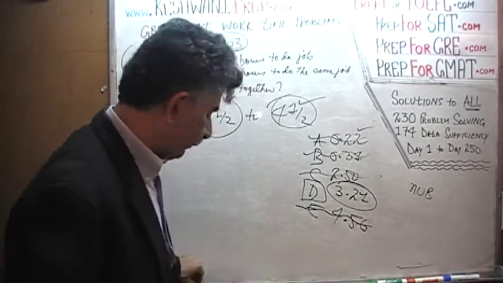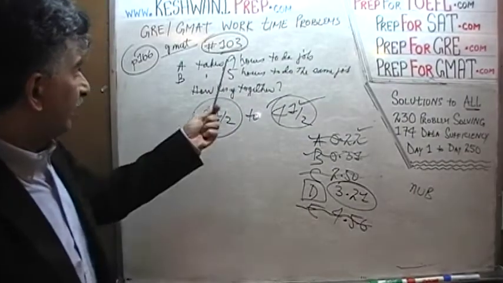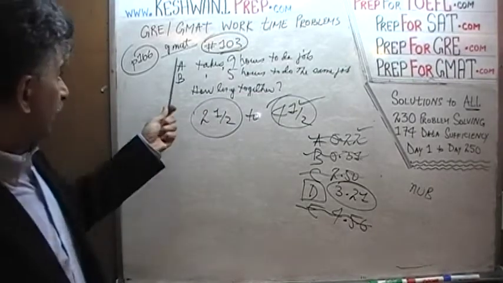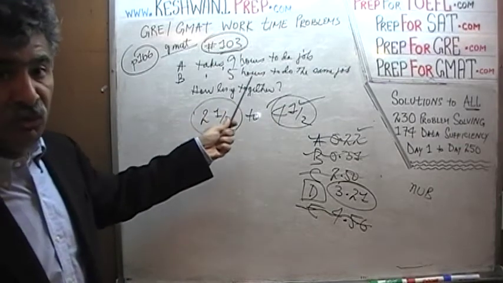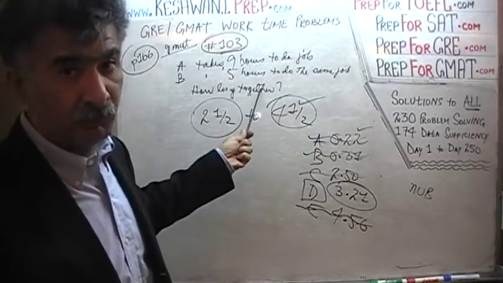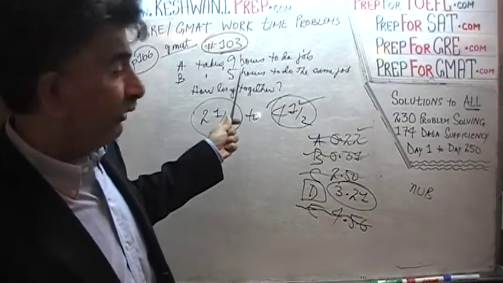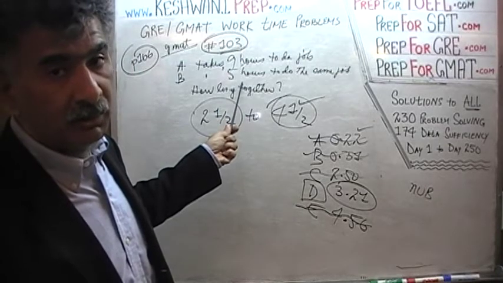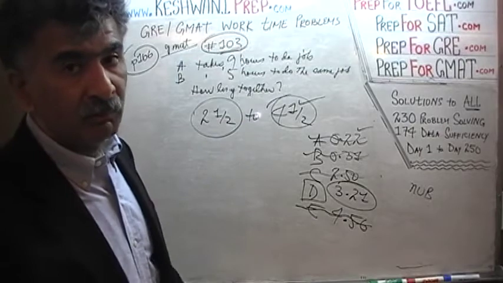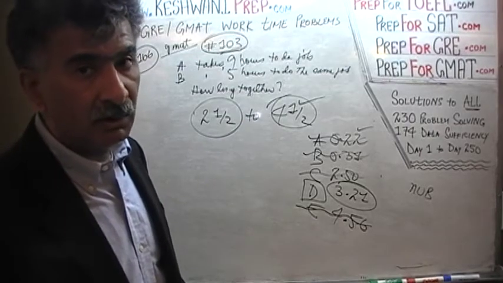For example, in the problem that we just finished, one guy takes 9 hours, the other guy takes 5 hours. In the real questions, when you look it up, you will see that there are no guys there. These are two faucets, and they are filling up the swimming pool. One faucet takes 9 hours, the other faucet takes 5 hours to fill the swimming pool. The question was, how long will it take for them to fill the swimming pool if they were turned on together at the same time?